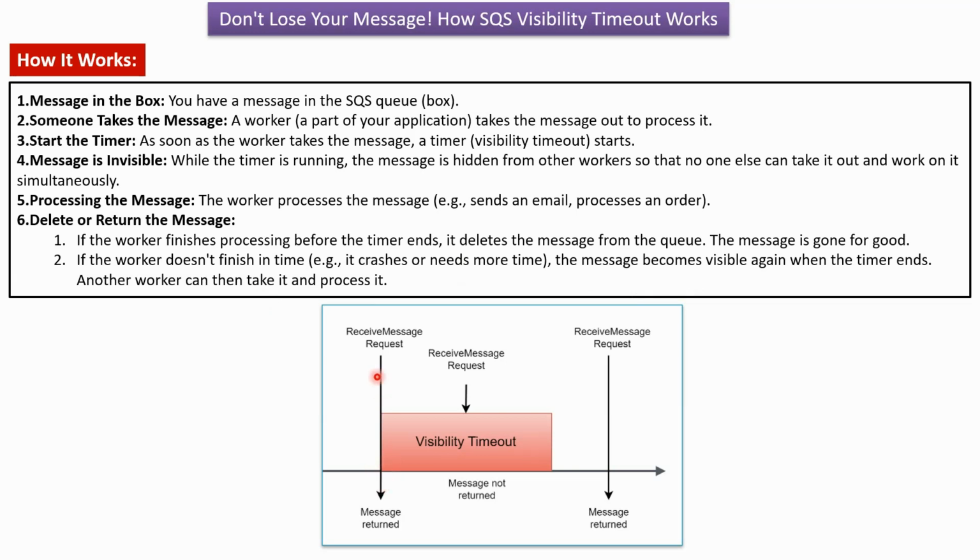At this point of time, the request comes to receive the message. The message is returned. Once the message is returned, the visibility timeout starts. Say visibility timeout is set as 1 minute, and during this 1 minute, if any request comes to receive the same message, the message won't be returned. Once visibility timeout is over, if a request comes to receive the same message, the message will be returned if the message is available in the queue. Suppose the message is deleted by the worker after finishing the job, then the message won't be returned.